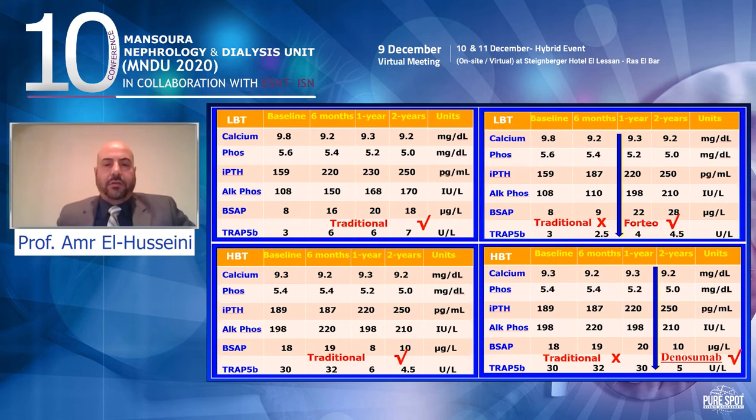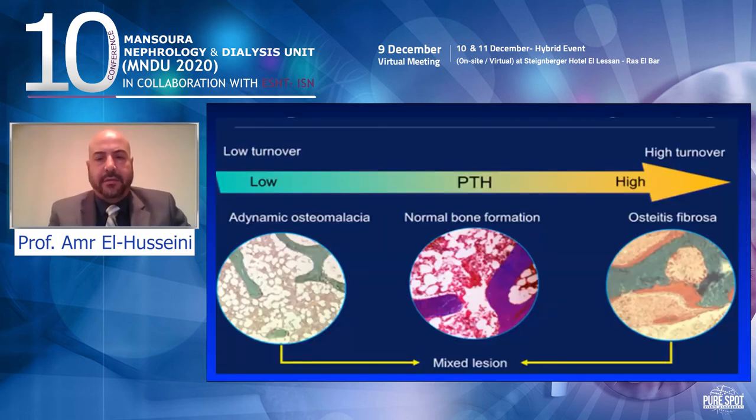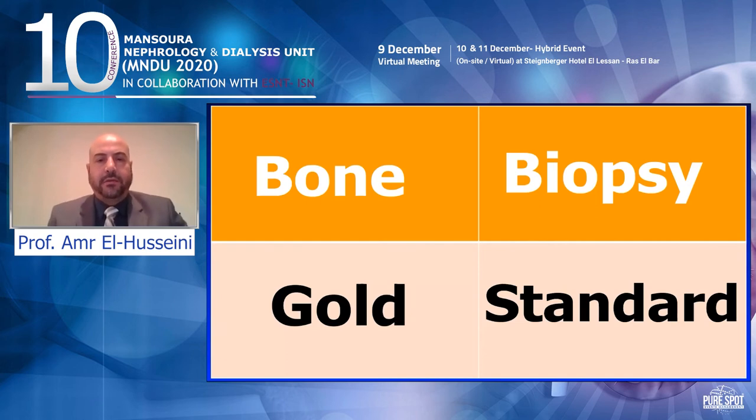So, treating patients with osteoporosis with CKD-MBD, the approach might be different. And this is what we call precise medicine. This is just to avoid having osteitis fibrosa and very high turnover bone disease with bone loss, and on the other side, also to avoid low turnover bone disease or adynamic bone disease. To be more precise, we sometimes need to do bone biopsy.